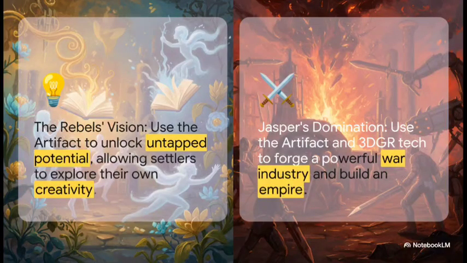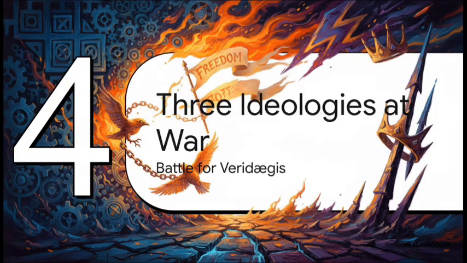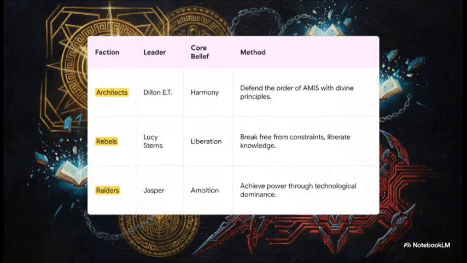You have two different rebellions here. Both the Rebels and Jasper's Raiders want the process artifact, but for completely opposite reasons. The Rebels see it as a key to unlock human creativity and potential. Jasper sees it as the blueprint for a war machine, a way to weaponize the very code of reality and build an empire based on pure power and control. So with these three totally irreconcilable visions for the future, order, freedom, and power, the stage is set. The philosophical debate is officially over, and the battle for the very soul of Viridiages is about to begin. This table gives us the perfect cheat sheet.